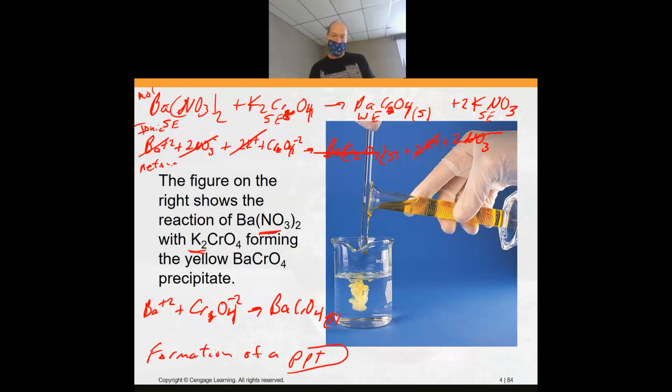PPT is the abbreviation for precipitate. And the things that canceled out, what you don't see in the net ionic, those are called spectator ions. So your K plus and your NO3 minus are spectator ions. Anything that was in the molecular and the ionic, but not in the net ionic, those are your spectator ions.